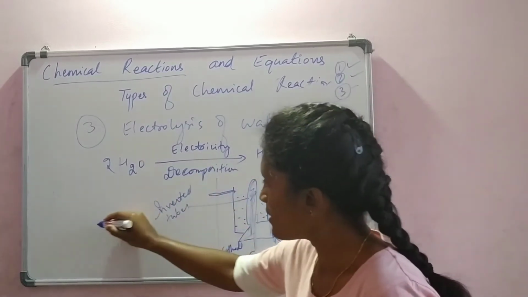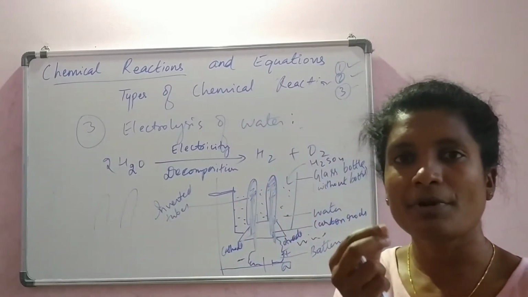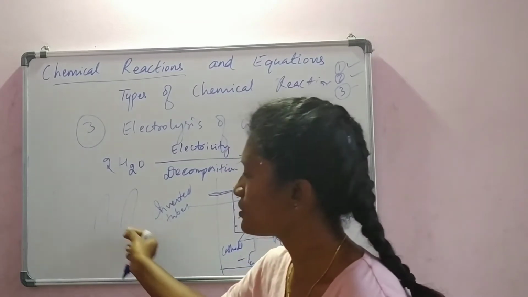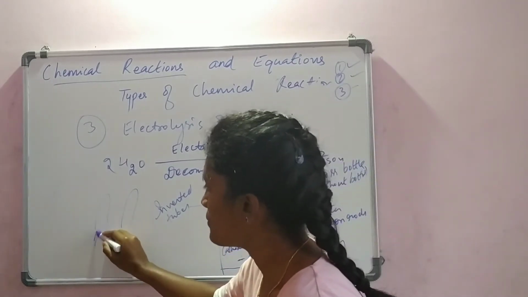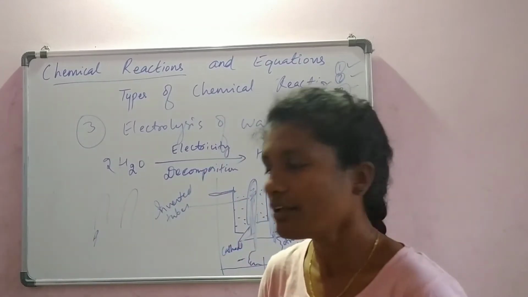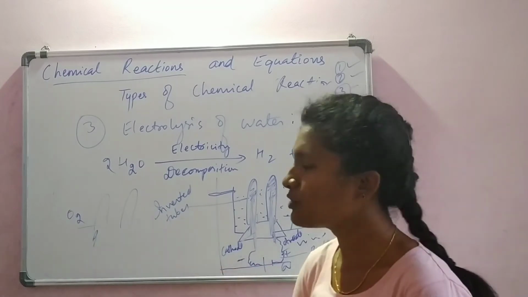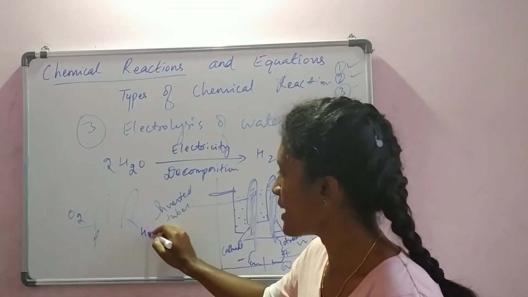Take each glass test tube, inverted or straightened, and bring a burning splinter. Keep it near each test tube. At one test tube, the splinter burns very brightly, which tells us there is oxygen gas inside. At the other one, it may not burn well. That tells us there is hydrogen gas.